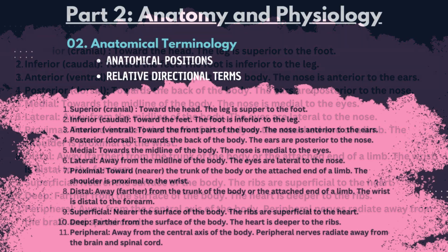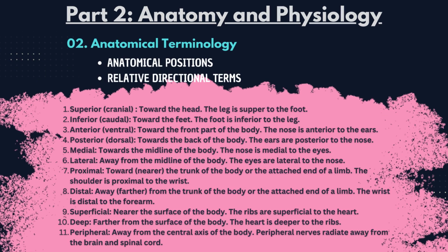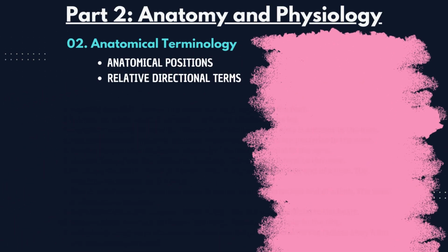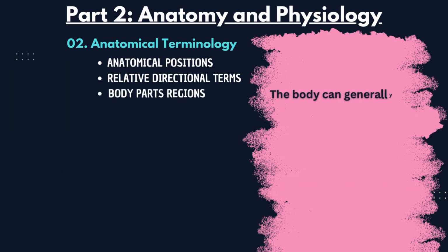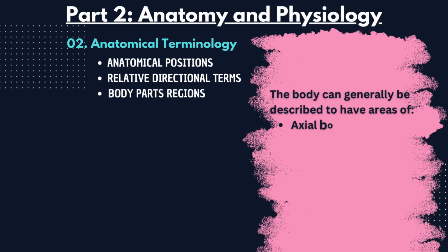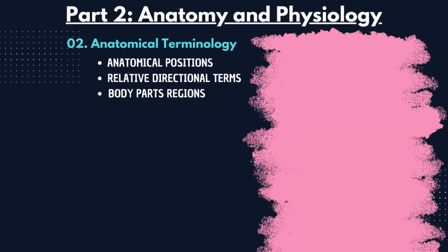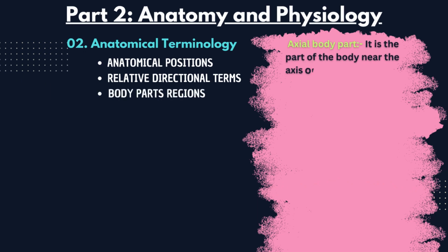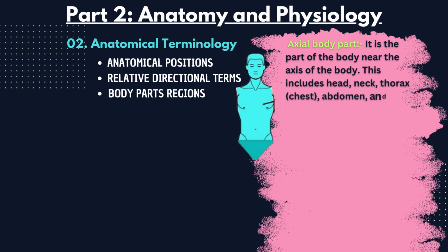Hope you have understood the relative directional terms used in anatomical terminology. Now, we'll move on to the next part, that is body parts regions. The body can generally be described to have areas of axial body part and appendicular body part. So what is axial body part? It is the part of the body near the axis of the body. This includes head, neck, thorax, chest, abdomen, and pelvis.